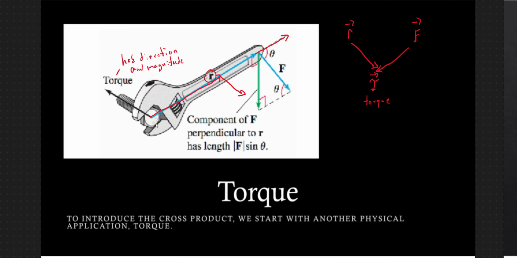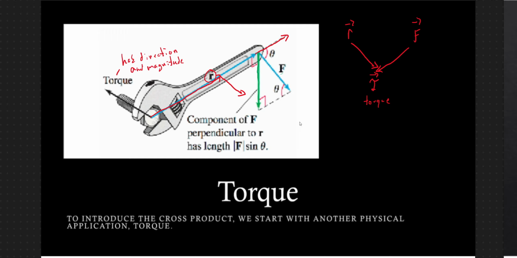And so what we're really talking about here is some sort of opposite of work. Rather than caring about the amount of force in the direction of the lever arm or the wrench, we actually care about the amount of force perpendicular to the lever arm. So that would be this vector here in green. This is the component of my force vector in the perpendicular direction to the lever arm. That's what we want to get a hold of.